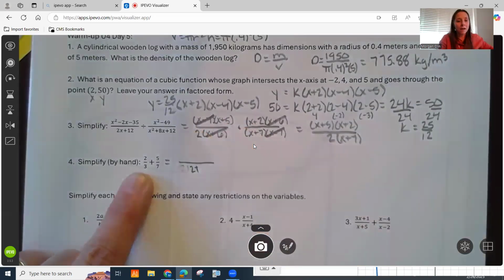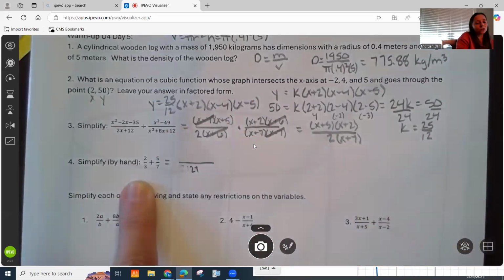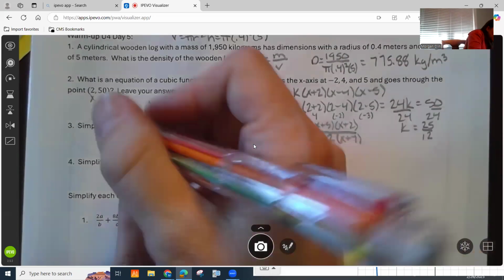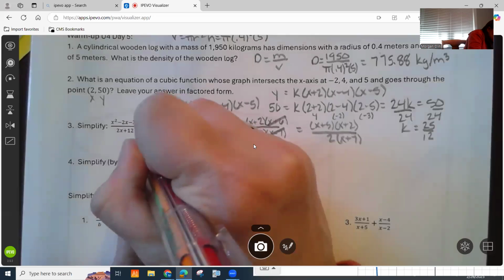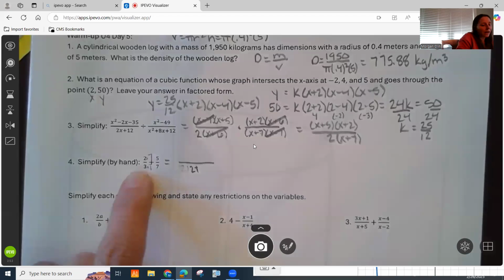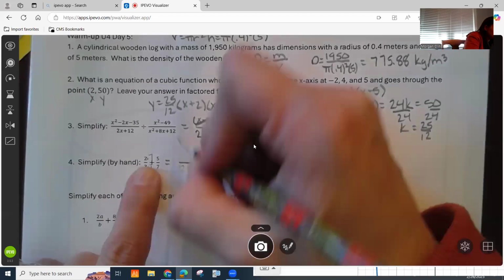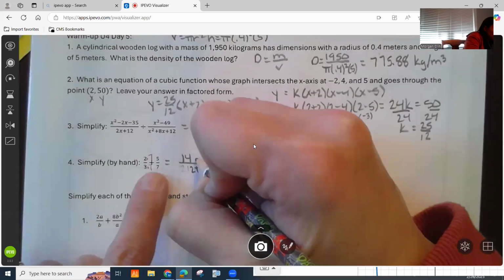Okay. So let's think about this for a second. What do I need to multiply 3 by to get 21? Okay, well, I need to multiply it by 7. Well, whatever you do in the denominator, we do up top. Okay, now I'm not going to put 2 times 7 here. I'm just going to put what 2 times 7 is. It's 14. And this is a plus sign.